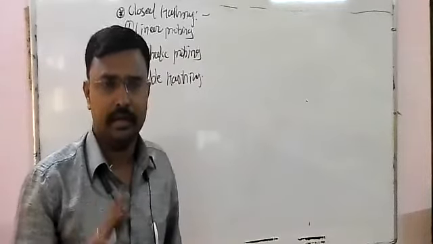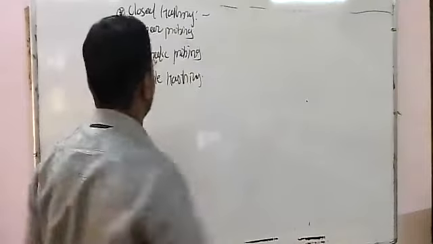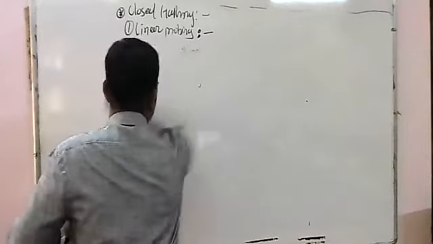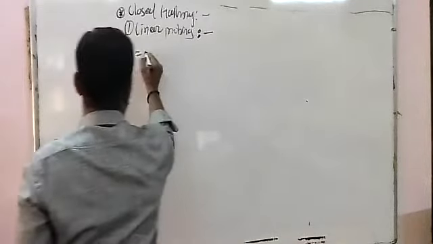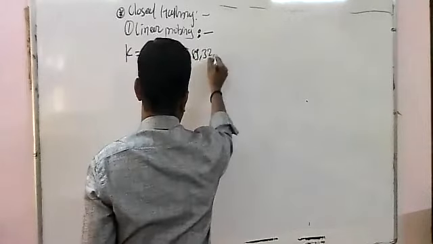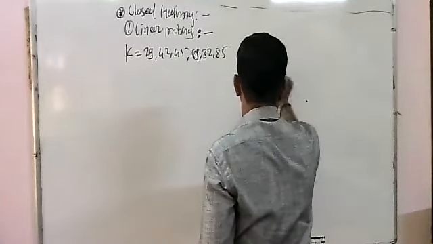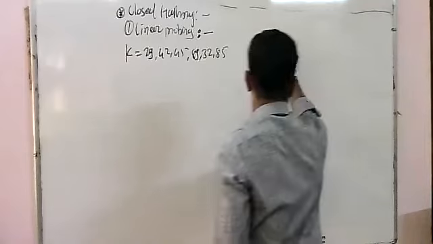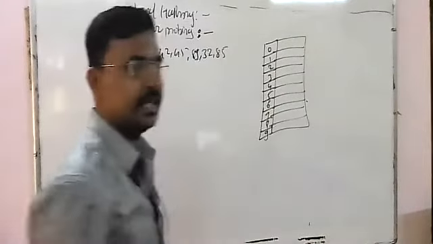In that, the first one we have seen is chaining. Next we are going to see linear probing. For example, let's see some key elements. N is equal to 10 values: we have 29, 42, 45, 89, 32, 85. And your hash table is 0 to 9: 0, 1, 2, 3, 4, 5, 6, 7, 8, 9. This is a hash table.